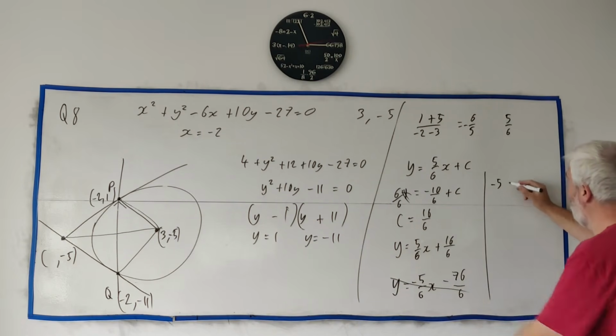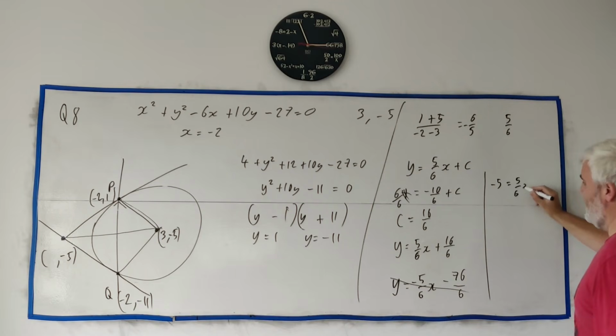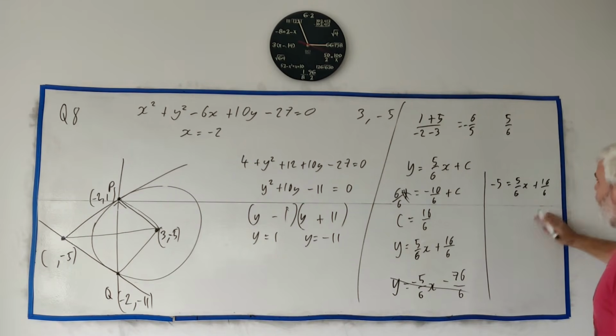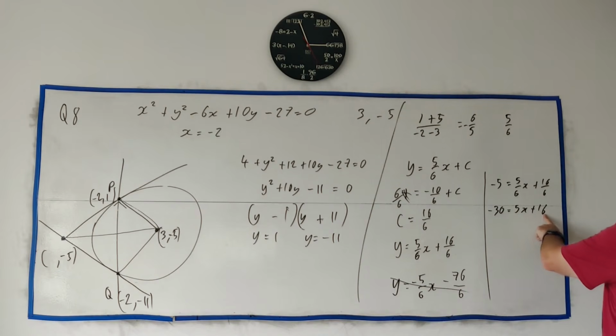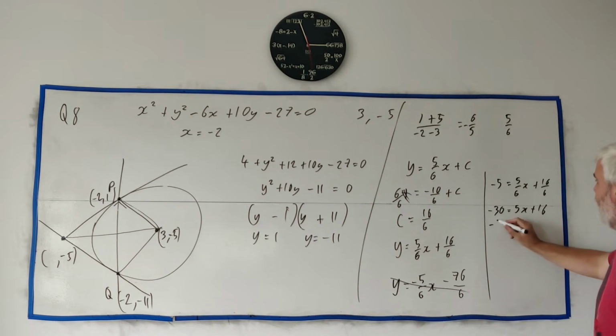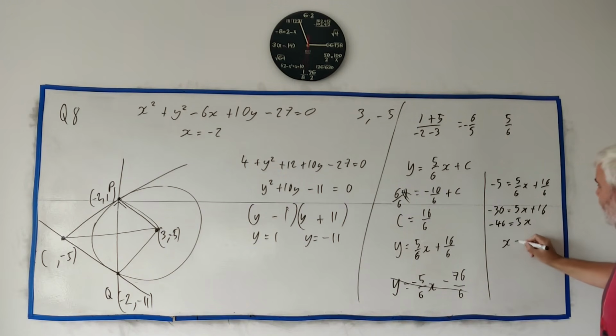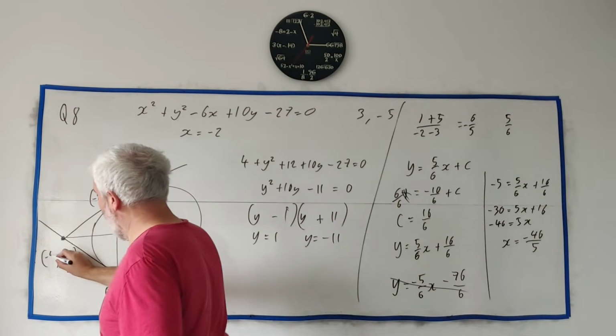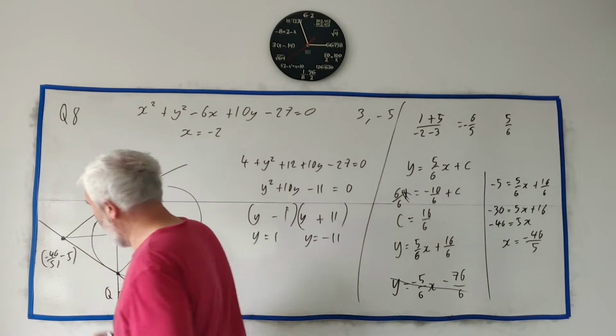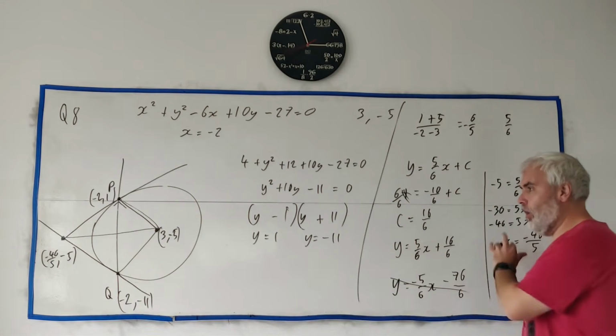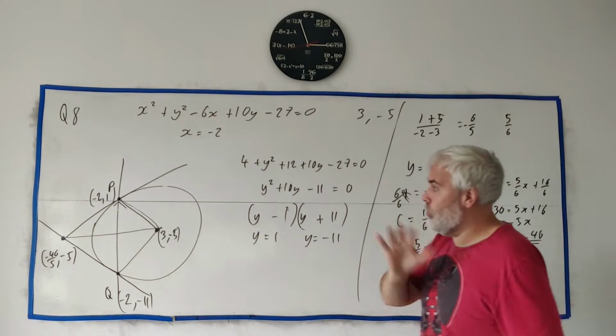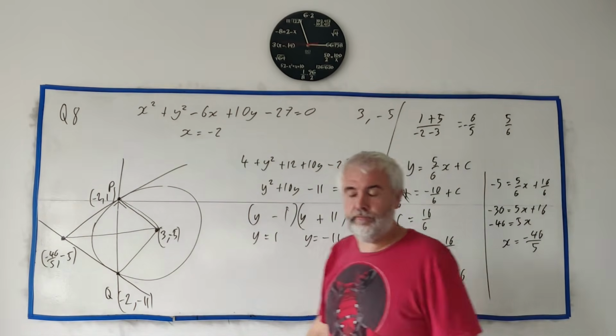Minus 5 is the y, equals 5 over 6x plus 16 over 6. Multiply everything by 6, you get minus 30 is equal to 5x plus 16. Take 16 from both sides, we get minus 46 is equal to 5x, or x is equal to minus 46 over 5. So this point here is minus 46 over 5. I'll clear all this off and we'll get to trying to solve the area of this triangle.